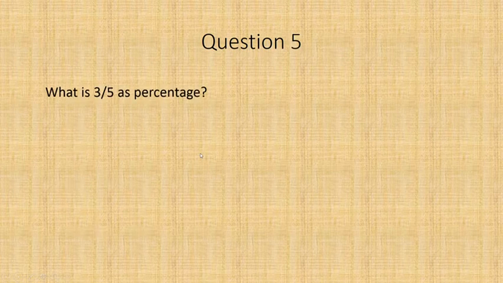Let's go to question number 5. What is 3 over 5 as a percentage? So 3 over 5, it's a fraction here. I need to change it into a percentage. To be able to do that, you know that I have to make the denominator equal to 100. So to change this denominator into 100, first I will multiply by the best friend of 5, which is 2.